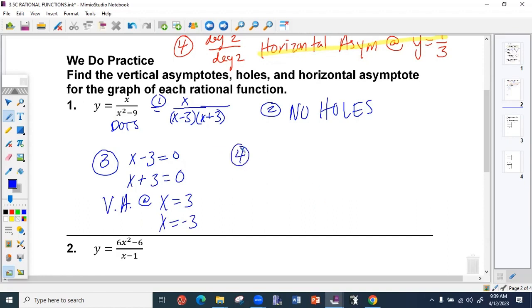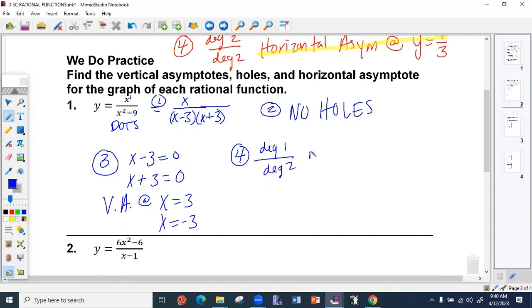Okay. Step 4 is going back to the original and comparing the degrees of your numerator and denominator. What is the degree of my numerator? 1. If there's no power, then the power is 1. What's the degree of my denominator? 2.